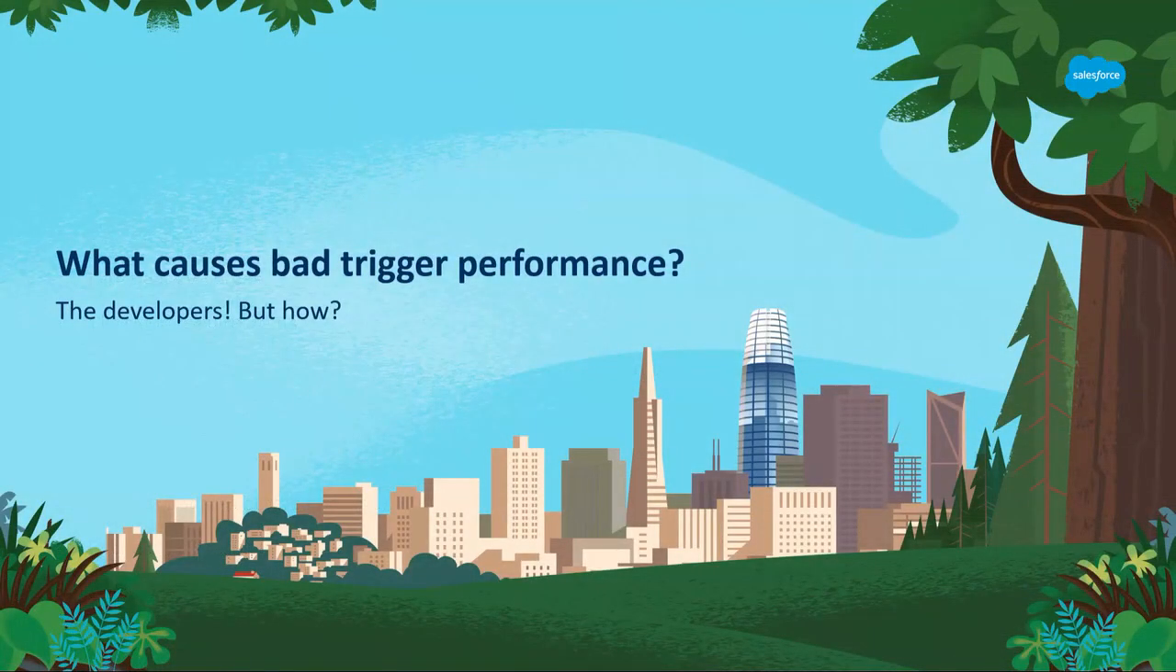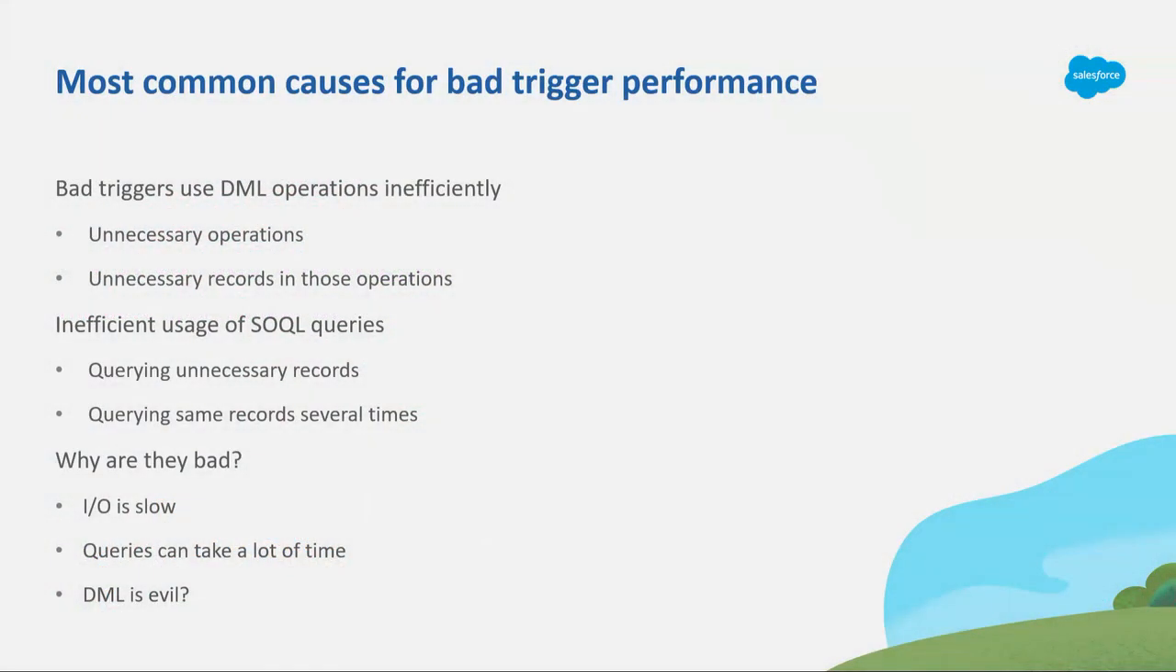And starting off with what causes bad trigger performance. Performance overall is not something that you add on top of the features that you have implemented. It's of course something that is built into everything that you do on the platform. And that's the responsibility of each and every developer operating there. But how is the bad trigger performance then brought into the solutions?